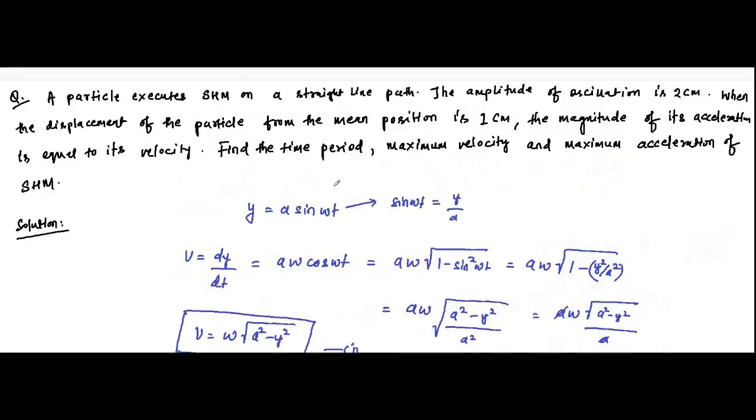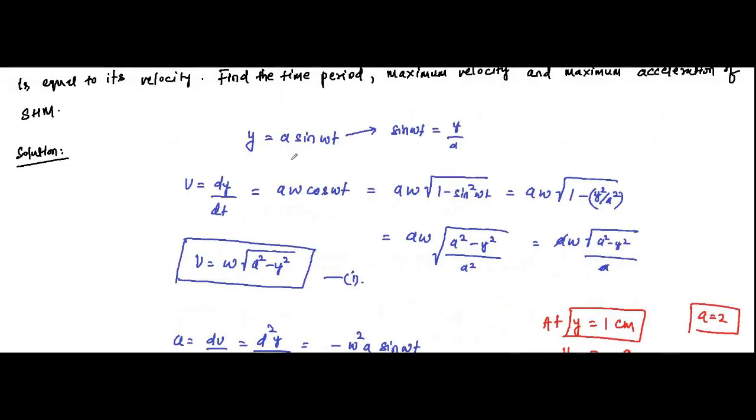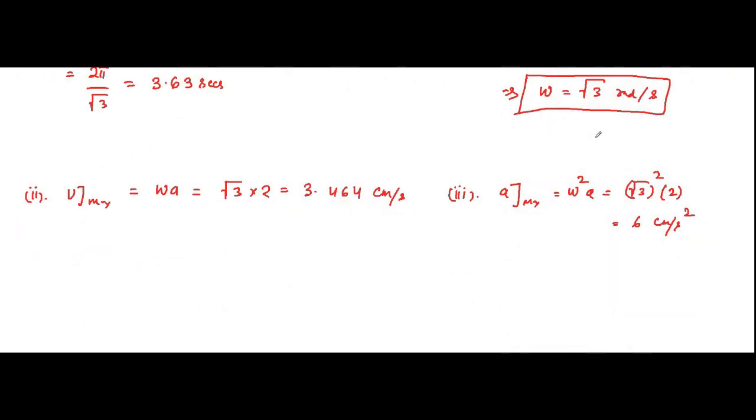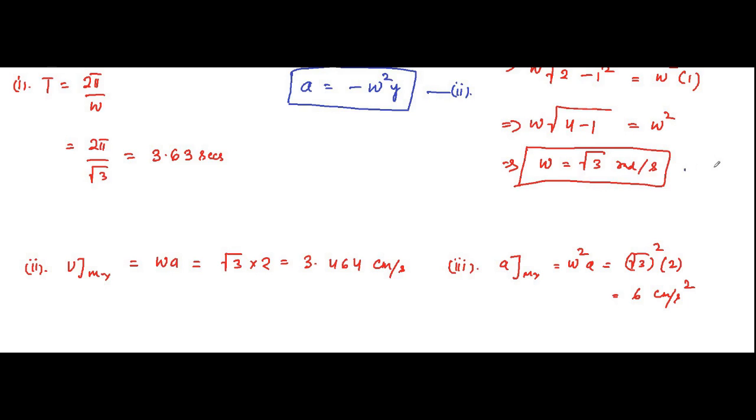Okay, so this is a very good question. The important thing here is writing the equations of velocity and acceleration in proper form in relation with y, the instantaneous displacement, so that we can substitute the values and equate them. We wrote the equations in forms 1 and 2, and here we equated them, substituting y equals 1 centimeter and amplitude equals 2. We got omega equal to root 3 radians per second.